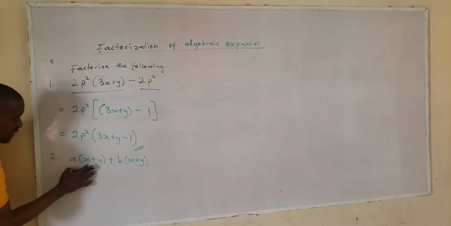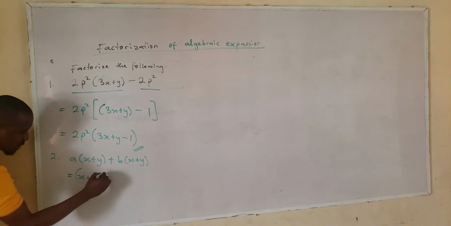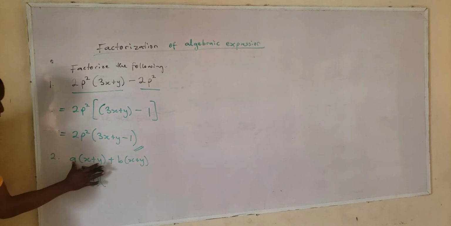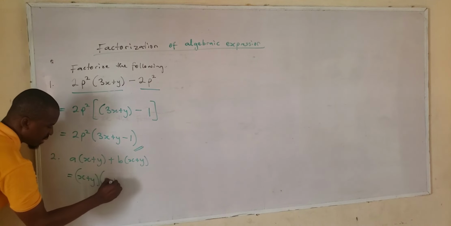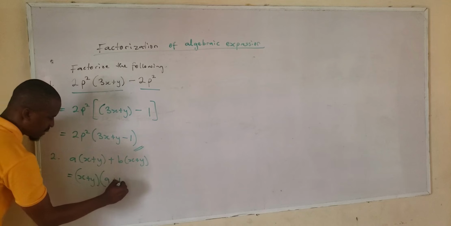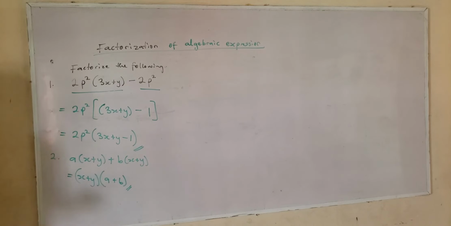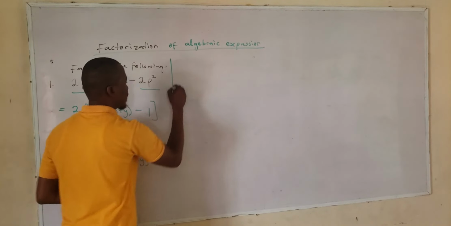So what is common here is what? X plus y. You open another bracket. When you divide this, what is remaining? A. So you have your a plus. When you divide this, what is remaining? B. That's all. As simple as that. Okay? As simple as that. Let's go to number 3.